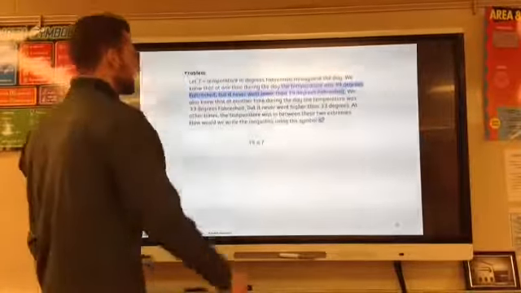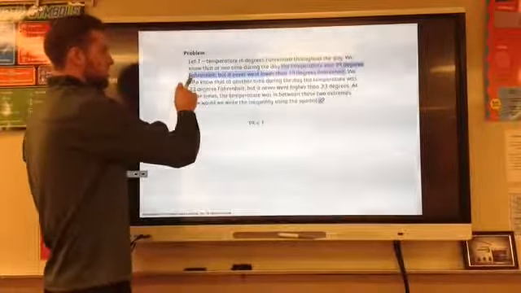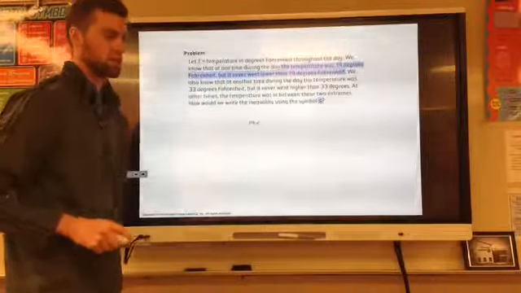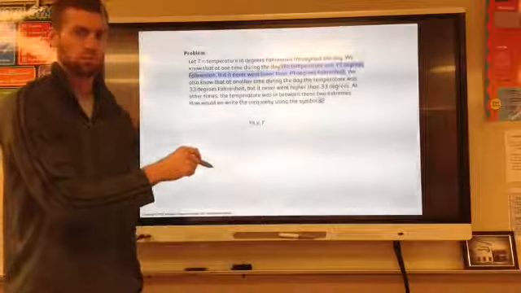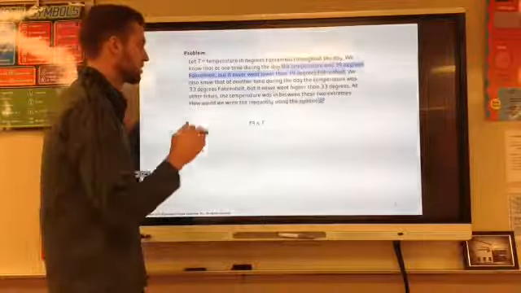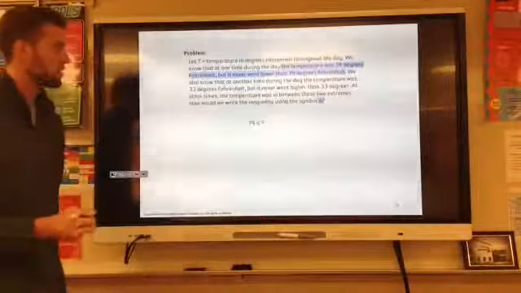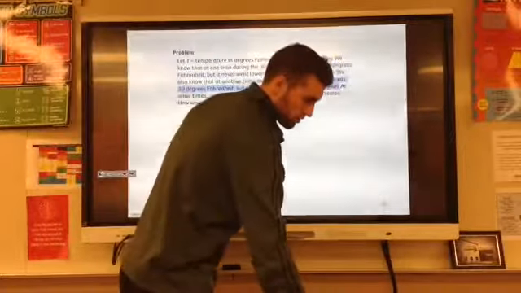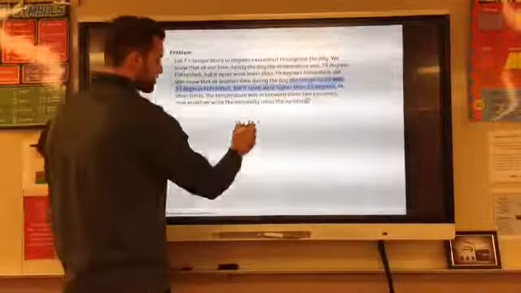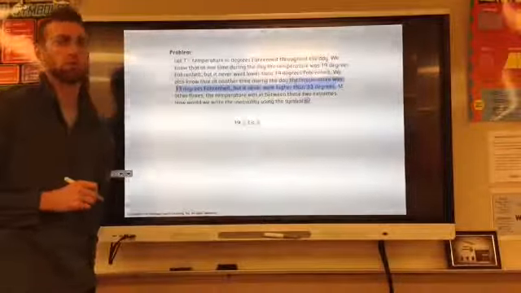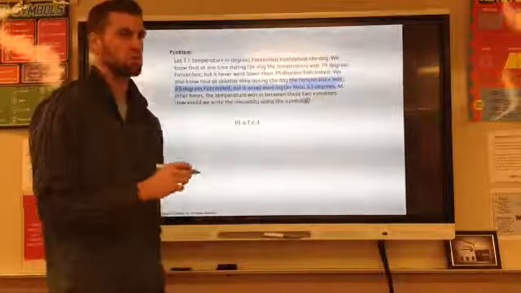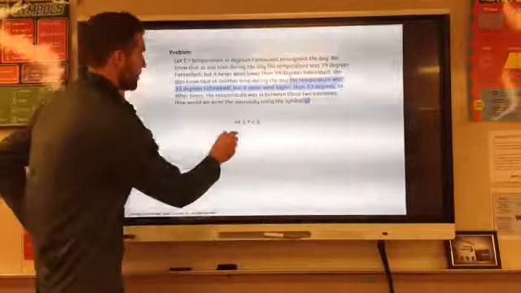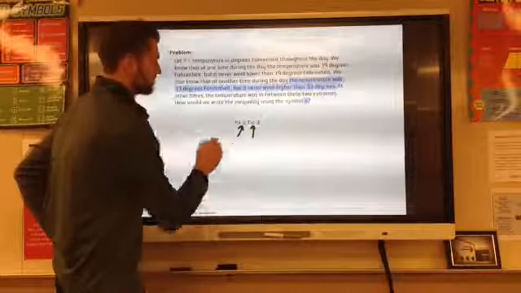We know that the temperature was 19 degrees, but it never went lower than 19 degrees. So T must be greater than or equal to 19. It has to be greater than because it never went lower than 19 degrees. And it never went higher than 33 degrees, so T has to be less than or equal to 33 degrees. It could be 33, but not 34. So we do need to include the equal bar underneath these inequalities here.